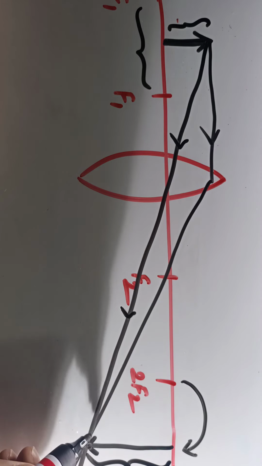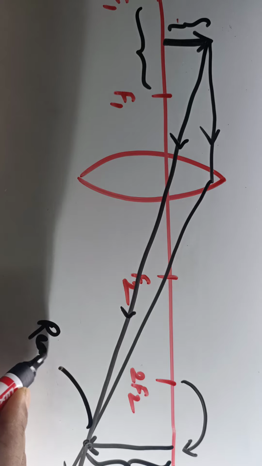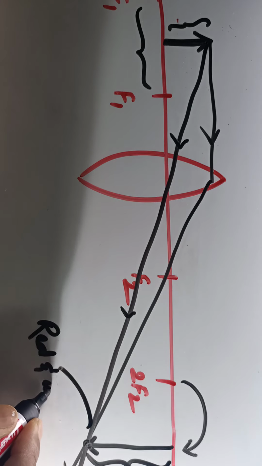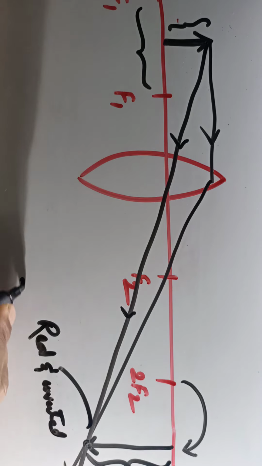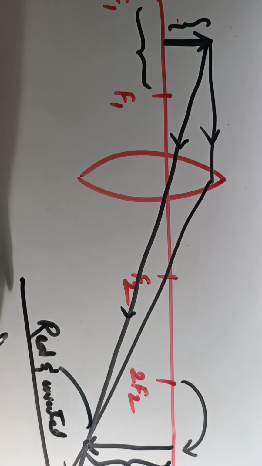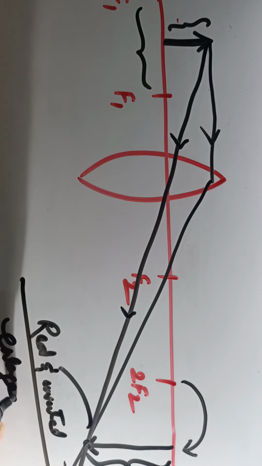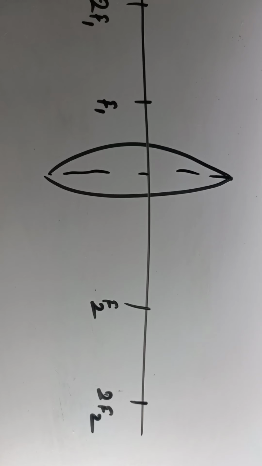Since it is below the principal axis, definitely it is going to be real and inverted, right? And another very important thing, it is enlarged. The size of the image is highly enlarged, okay? Great. We move on to the next position.